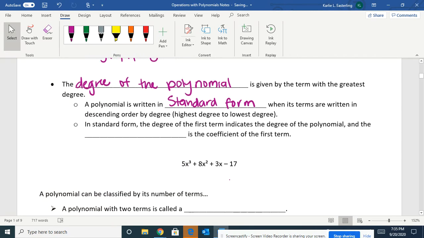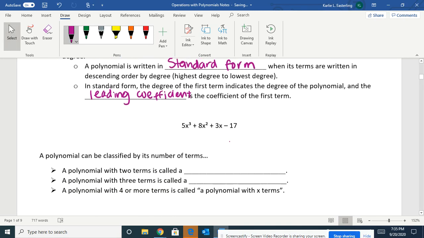In standard form, the degree of the first term indicates the degree of the polynomial, and the leading coefficient is the coefficient of the first term. So for example, the degree of this polynomial is going to be determined by this exponent up here, and the leading coefficient is that 5 that is in front of the first term.